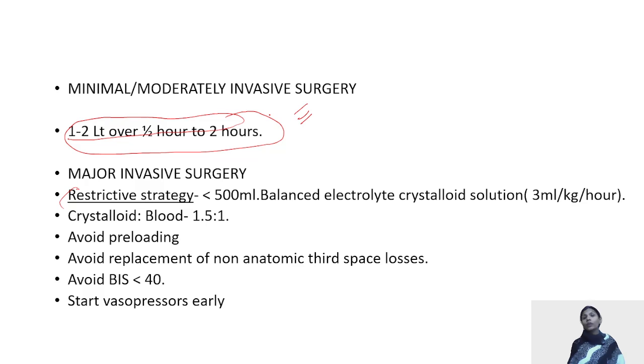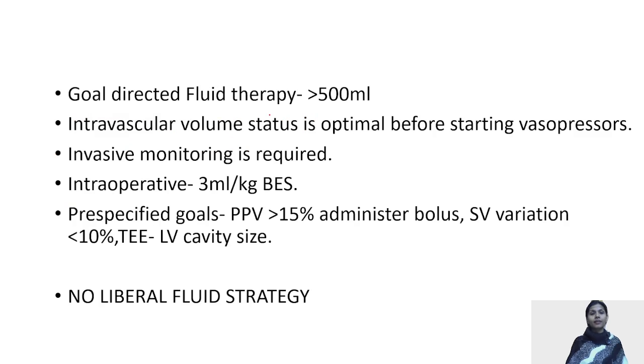And lastly, according to the restrictive therapy, you have to remember the criteria of calling something restrictive. It is less than 500 ml. Crystalloid to blood is 1.5 to 1. Avoid preloading. Avoid the replacement of non-anatomic third space losses. The BIS has to be maintained above 40, and because you're giving restrictive fluid, start your vasopressor therapy early in these cases. Then you have goal directed fluid therapy.